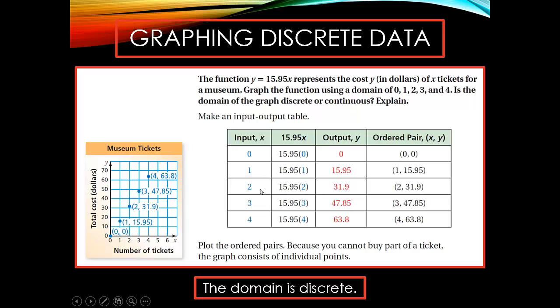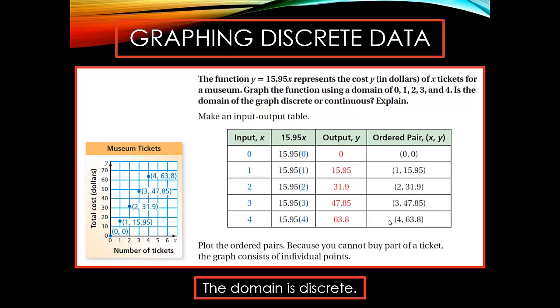If we use 2 for x, 15.95 times 2 is 31.9. So the ordered pair is 2, 31.9. If we use 3 for x, 15.95 times 3 is 47.85. So our ordered pair is 3, 47.85. And then if we use 4 for x, 15.95 times 4 is 63.8. So the ordered pair is 4, 63.8.